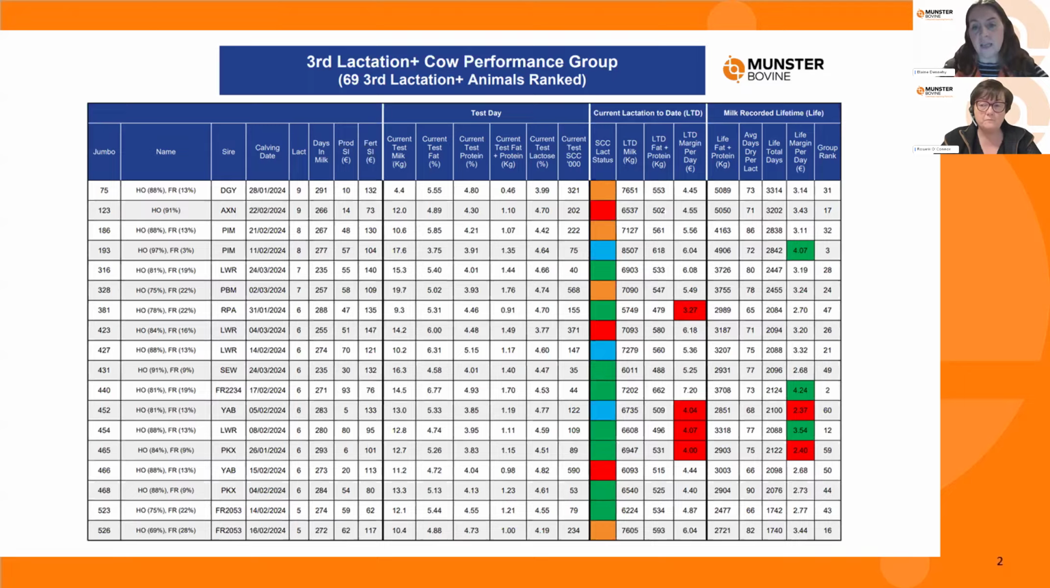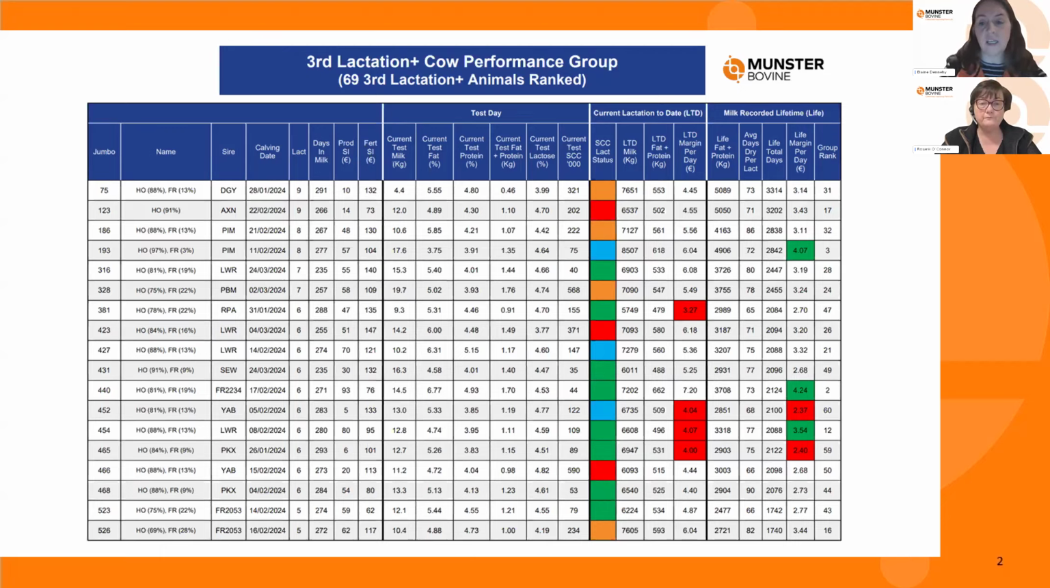So then the next section of the report is the current lactation to date. So this is what each animal has done for the current lactation up to now. So it has your milk in kgs, so what they've produced so far in the current lactation. It has your fat and protein kgs, so the fat and protein that they have produced so far in this lactation. And a margin per day for the current lactation is calculated for each cow. And the reds there in that current lactation to date margin per day, they're the bottom 20% of performers in the current lactation.